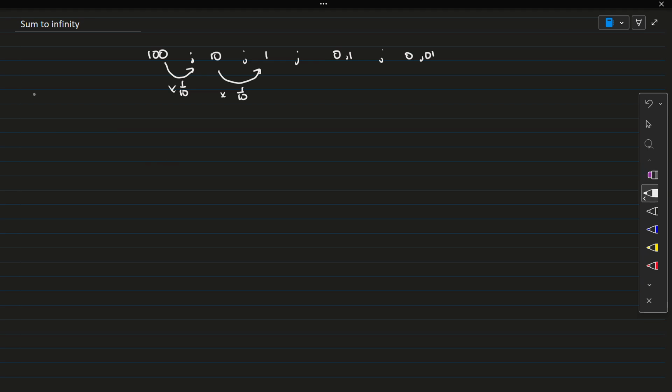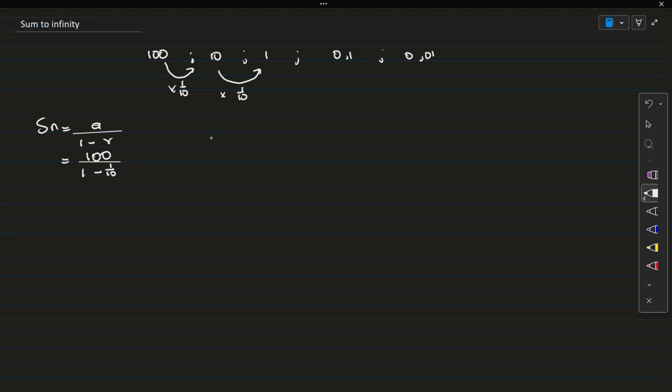Let me show you what I mean by that. The sum to infinity is equal to a divided by 1 minus r. This is the sum to infinity. So in order to find the sum to infinity for this pattern, we're going to say, what is your a? Your 100 divided by 1 minus r. Your r is 1 over 10.